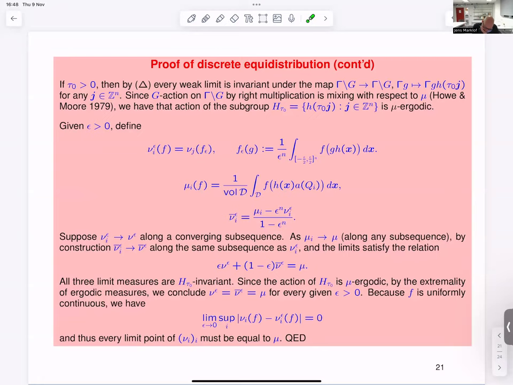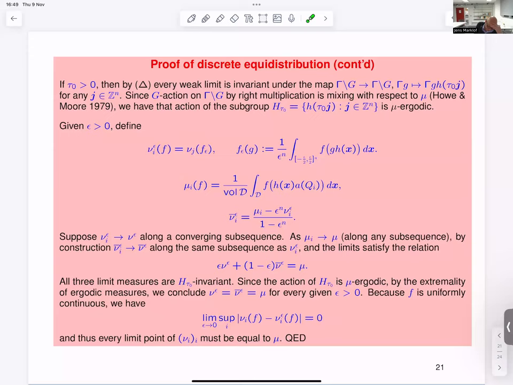And the sophisticated argument will use the ergodicity of the action. Now, I won't go through the full details here. I'll put those slides online and you can look at them at your leisure. But this is a really pretty argument that was shown to me by Manfred Einsiedler. And the idea here is that you can use the ergodicity of various actions to show that the limits have to coincide. And the argument is the following.